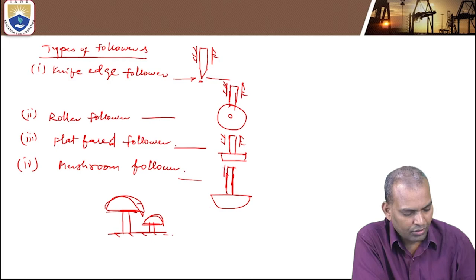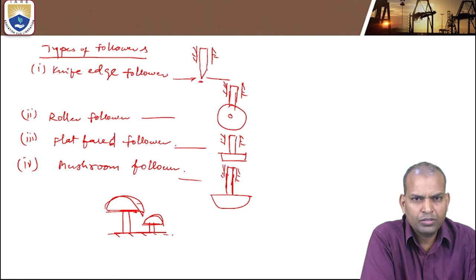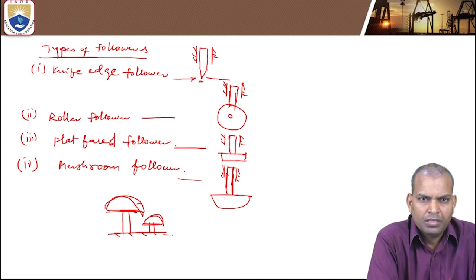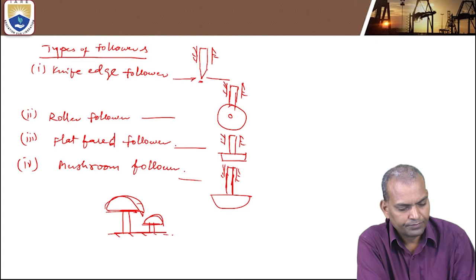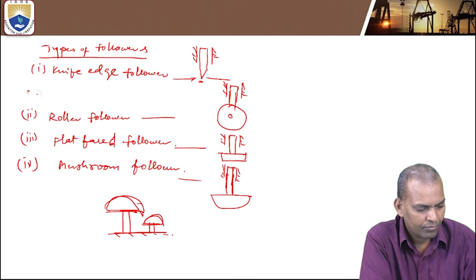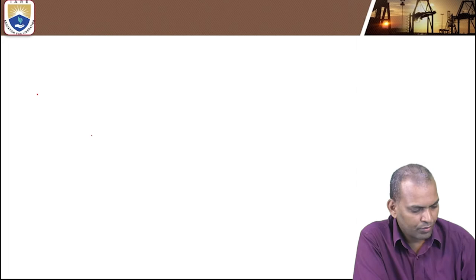Now, these are the types of followers, but all these followers have certain motions. What are the types of motions?